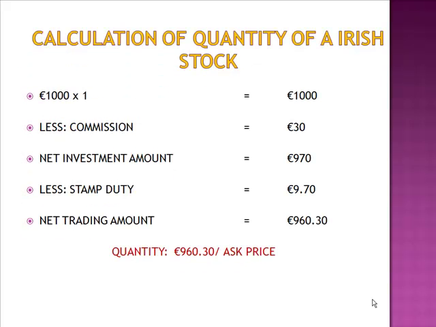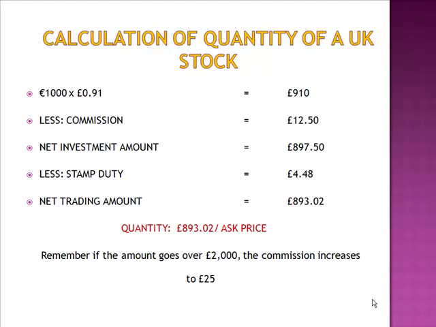So let's take a stock, maybe I'm buying an Irish stock with €1,000. Now obviously €1,000 is going to be €1,000. There's no currency change involved, so I can simply multiply by 1. So we'll take €1,000 and the commission is €30. So now we're left with 970. The stamp duty in Ireland is 1%, and then we take off this, and now we're left with €960.30 to divide by my ask price to see how many shares I can buy.